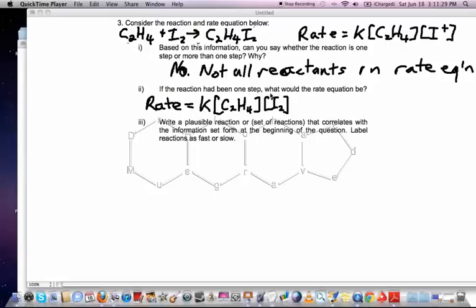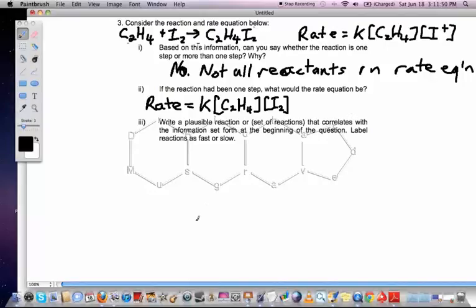So what would it be if it was one step? Well, it would be C2H4 and I2. So whatever is involved in the reaction would be in the rate equation, so that would be one step at that point. But that's not the case. So we know that this I+ is involved at some other point in the reaction. Now, first of all, I'll draw in my actual reaction, like I usually do, the one we actually want to add up to.